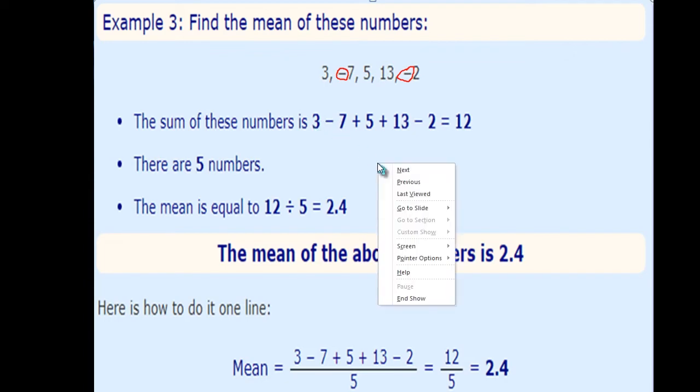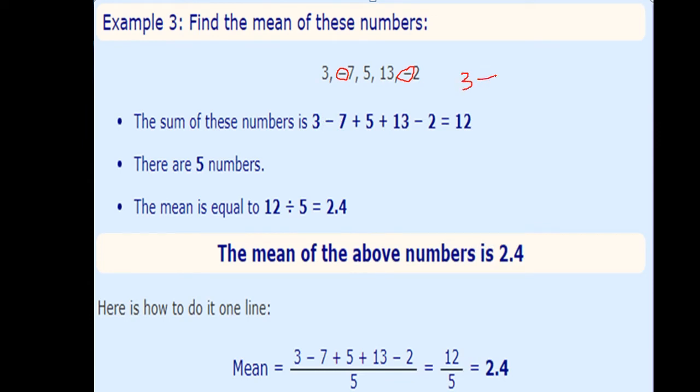You have to consider this negative sign, and if you want to write it, the equation will be like this: 3 plus, in brackets, minus 7, then plus 5, plus 13, and then plus minus 2. So you can see here that you have not ignored the negative sign. So plus minus gives minus. That is why here you have a minus sign. So basically you can clearly see how to find the mean by just adding them and then dividing by the total count of the list of numbers.